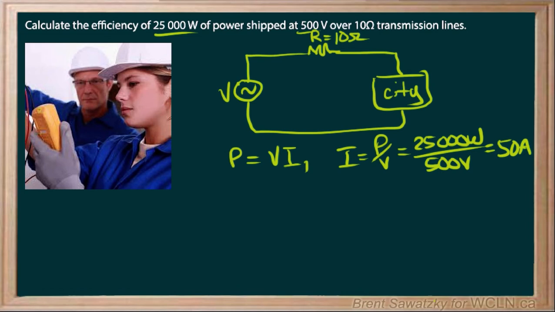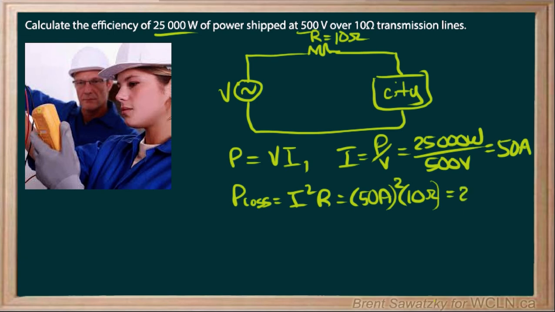So the power loss, and our equation for the loss of power, particularly over transmission lines, I squared R will work great. So we have 50 amps, and that's squared. And again, our resistance 10 ohms. And so 50 squared times 10, we come up with 25,000 watts.